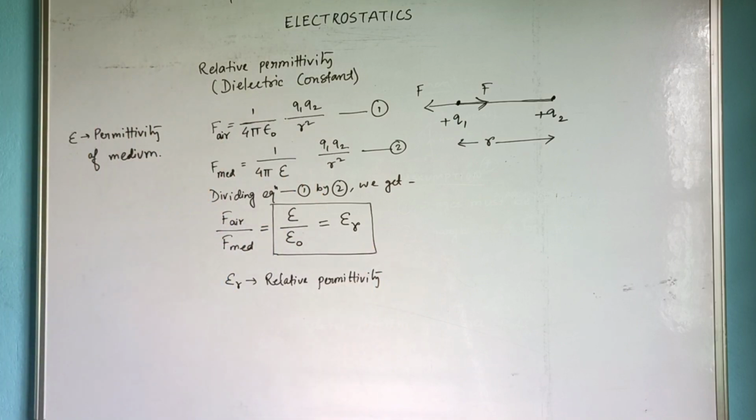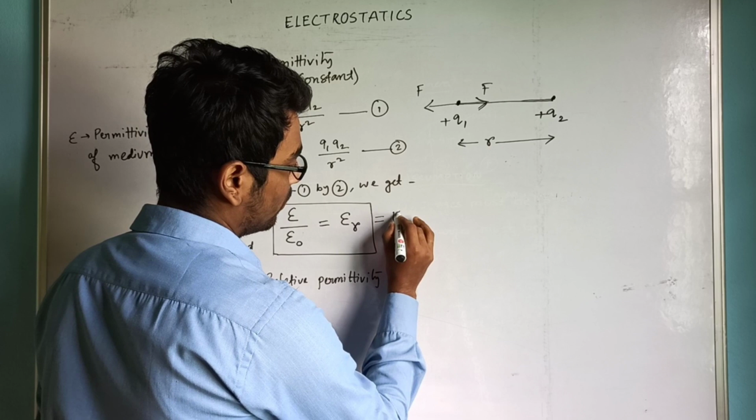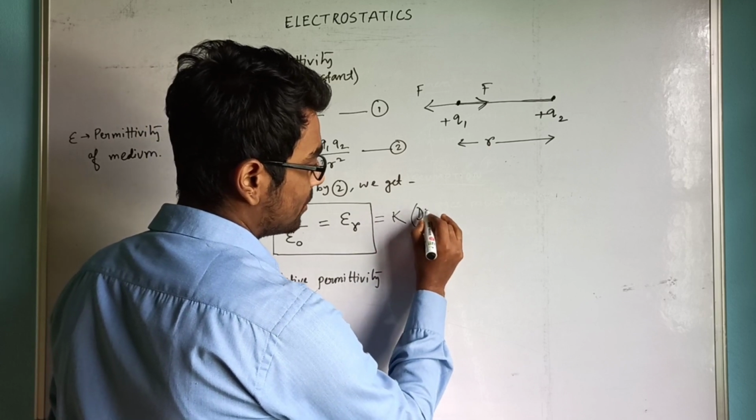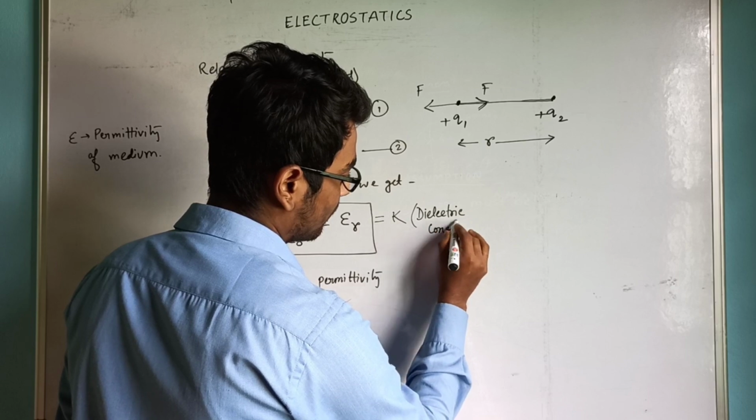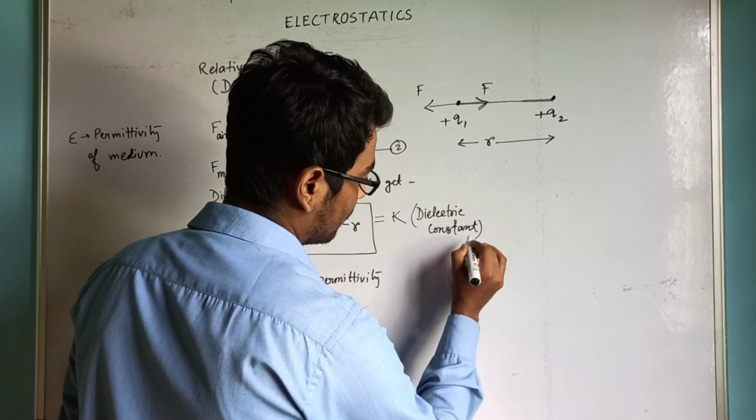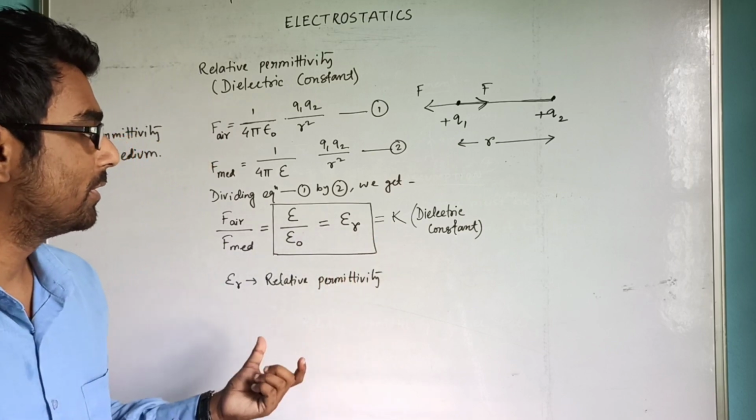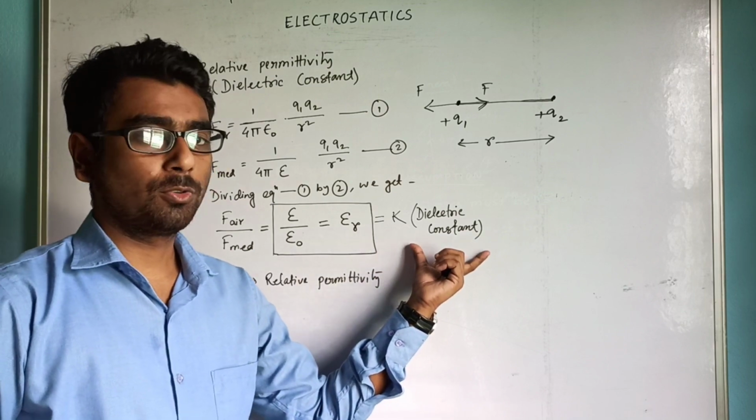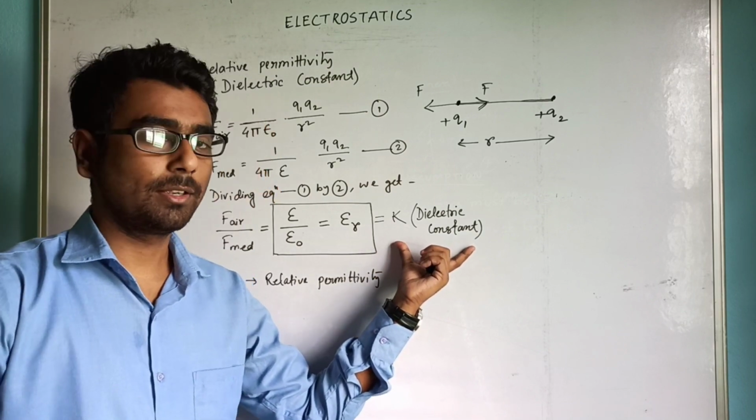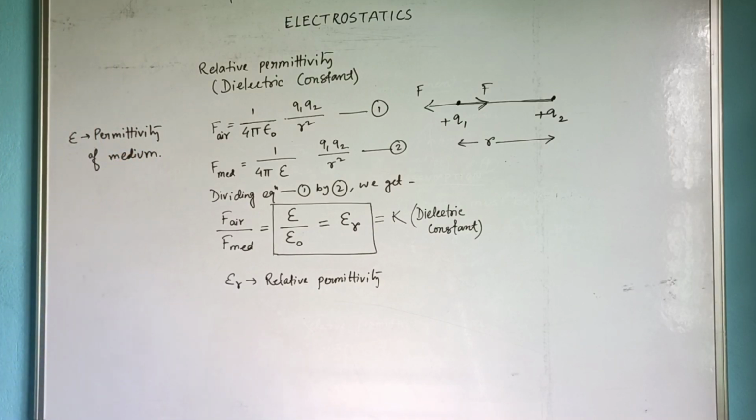Relative permittivity of that medium, or we can say that epsilon r is also equal to K. K is the dielectric constant. Both the magnitude of the value is the same for dielectric constant and relative permittivity. Right now we are not going into this part, we will discuss the dielectric constant later on. So here it is the relative permittivity.